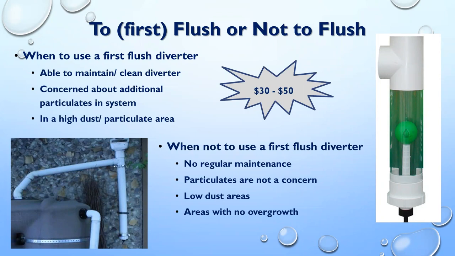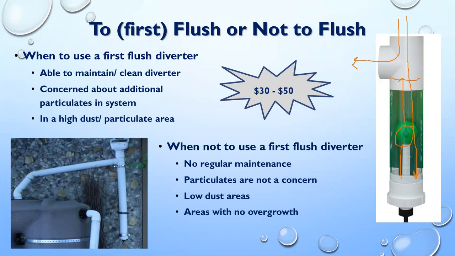The water comes in the top and it fills up this first flush diverter. And as that water fills up, this ball will float. And when that ball gets to the top, there's a rubber gasket right here. That rubber gasket and the ball will create a seal. So once that ball floats to the top, all the water coming in will then flow into your barrel.